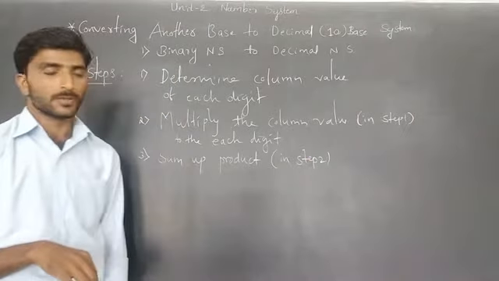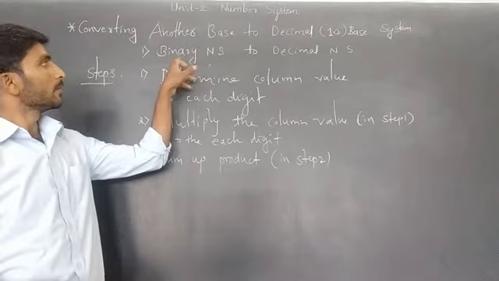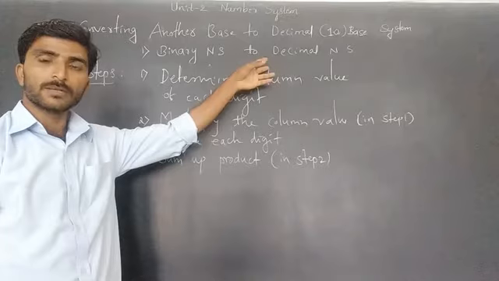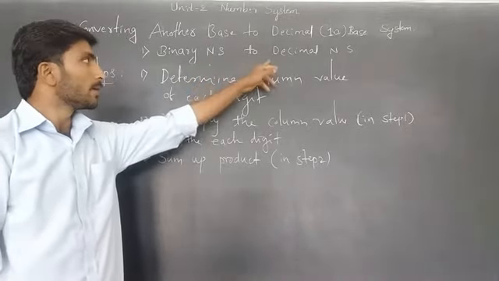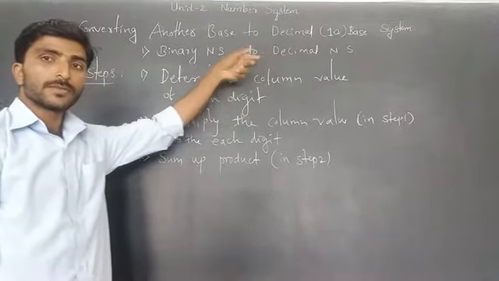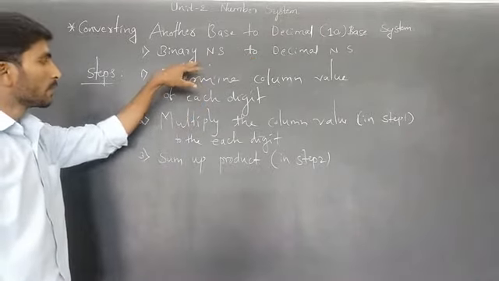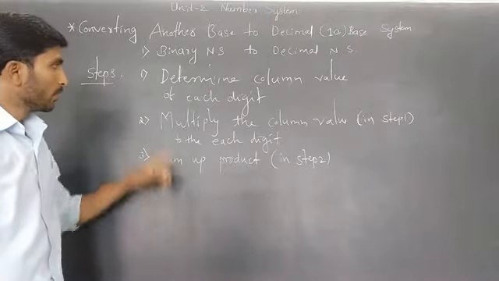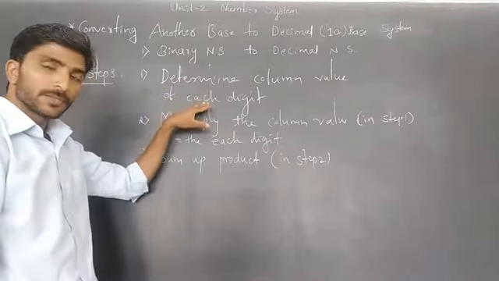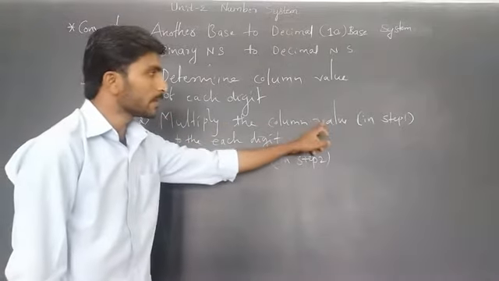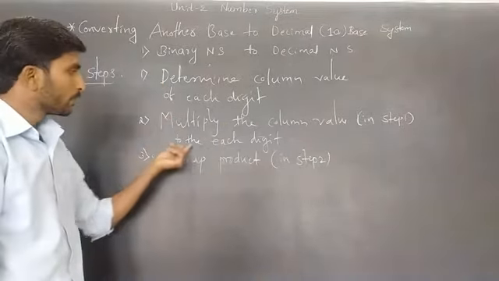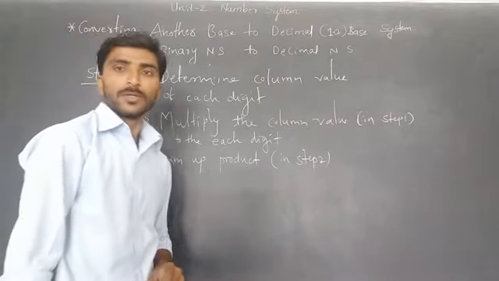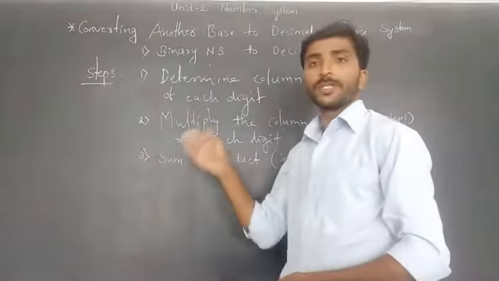Whenever you are converting binary number system to decimal, octal number system to decimal, and hexadecimal number to decimal number system, we have to follow these three steps. First, determine the column value of each digit; second, multiply the column values from step 1 by each digit; third, sum of the products. These are the steps we need to follow.